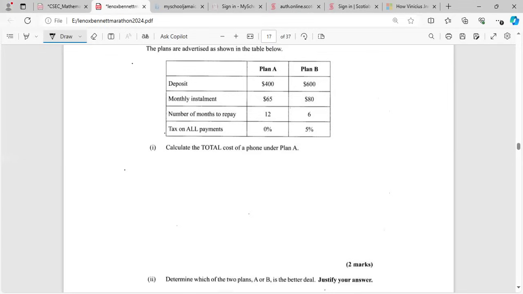Alright, you guys love phones. Go ahead and calculate that. Calculate the total cost of a phone under plan A.